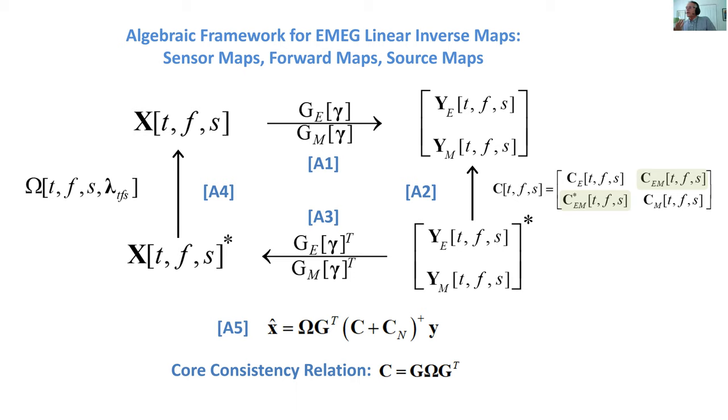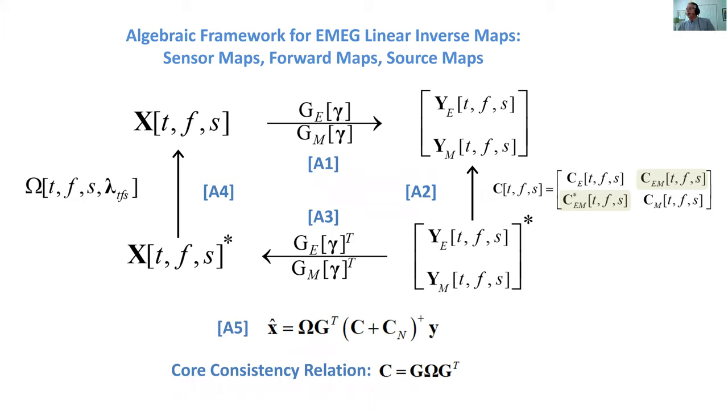So everything that follows in this talk will be organized around this commutative diagram. Source space X is in the upper left-hand corner. T is for time, F for frequency, S is for state. Sensor space Y is in the upper right corner with subscript E for EEG, M for MEG. There are two gain mappings, G sub E for EEG, G sub M for MEG. And these have tissue conductivity parameters, gamma.